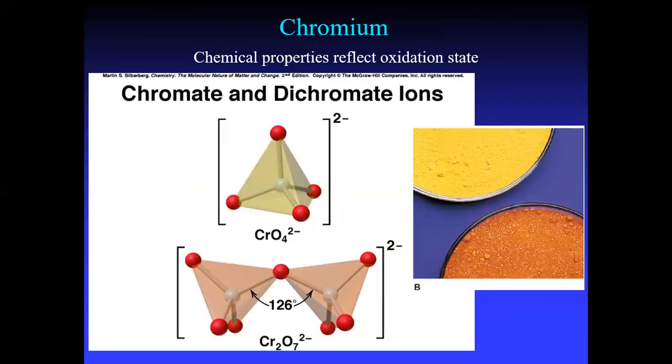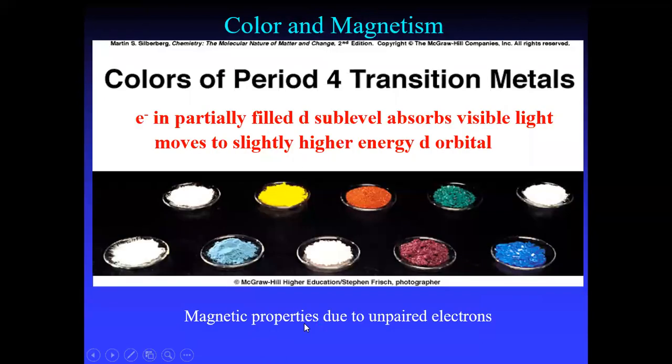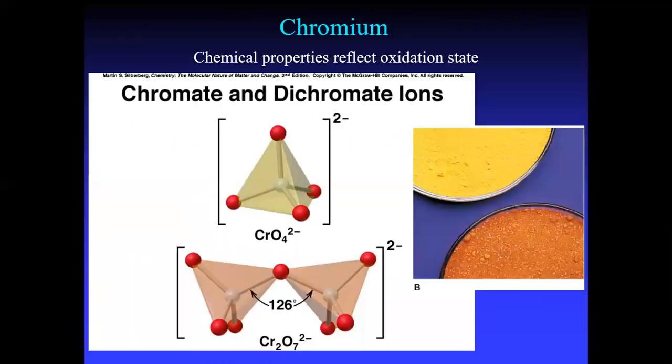That's the chromate and the dichromate. We get yellow color for chromate. Dichromate will be orange. This is a chromate, chromium with 4 oxygens. Here, 2 chromiums and 7 oxygens. Yellow color, orange color, it's all due to the unpaired electrons, the arrangement of the ligands around the elements, and the nature of the ligands.